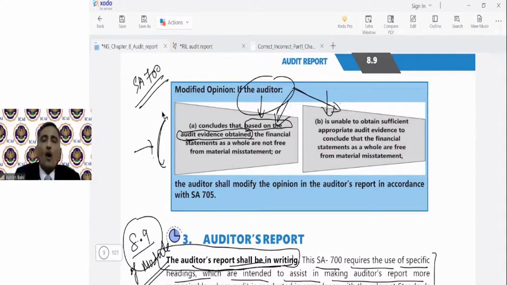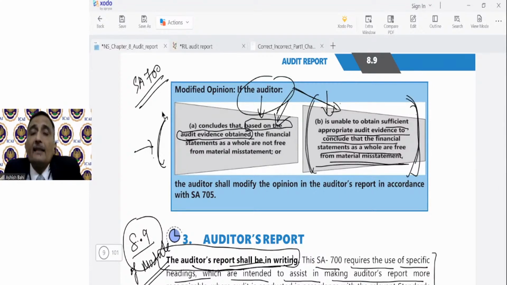Okay. Or in the second condition, if he is unable to obtain sufficient appropriate audit evidence to conclude that the financial statements as a whole are free from material misstatements. So it can also be possible that he is not in a position to obtain sufficient appropriate audit evidence. Like the management did not cooperate, the management did not provide the addresses of suppliers, the management did not provide the present addresses of debtors, trade receivables, so he could not send confirmations. Then how will he obtain sufficient appropriate audit evidence? So in that condition also he will modify his opinion.